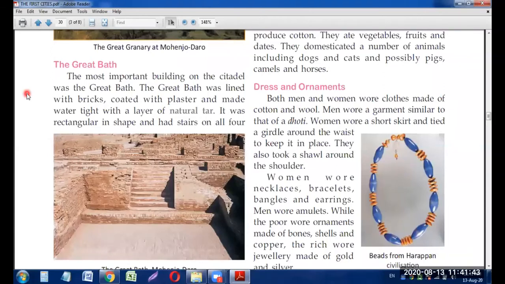We have to discuss the Great Bath. It means they had a really great drainage system. We have also discussed that they had a great drainage system. Now they had a great bathing system too. You can see in the photograph that the most important building on the citadel was the Great Bath. Citadel means the structure that was there in the Harappan or Mohenjo-daro cities. So they had a great bathing system also.